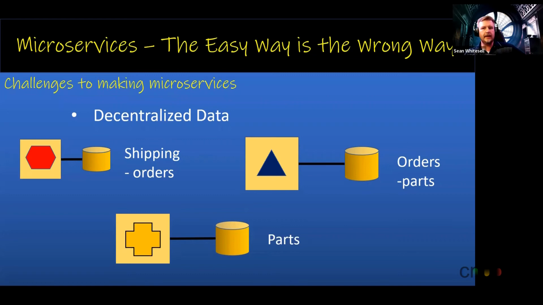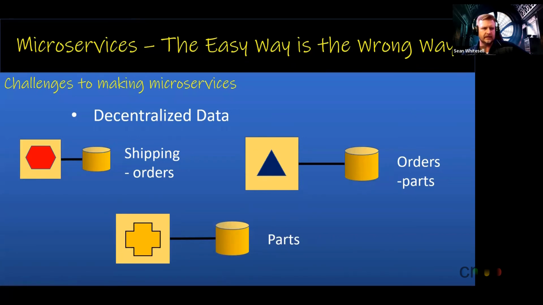But you may also get to a point where it's just overly chatty, and maybe there's additional latency in there. Maybe the requirements of what's calling orders and needs that parts information is taking too long if a microservice is calling another microservice. So what do we do then?